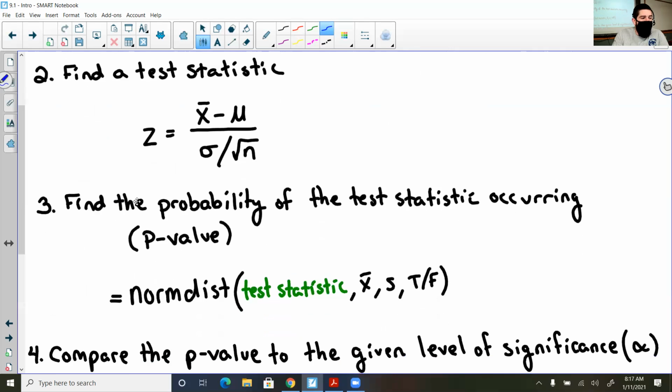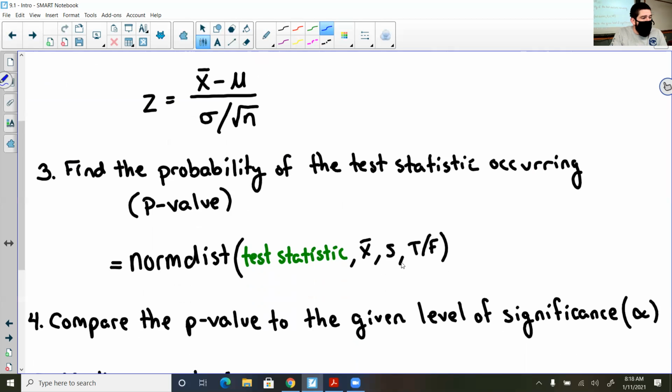And then the third step is we want to find the probability of the test statistic occurring. Now that's what we're going to call our p-value. The p-value is the probability of the test statistic occurring. So we do the normal distribution, our test statistic, our mean, our standard deviation, and then true or false. It's going to be true because we are not doing exactly one point, we are doing a range of values. So I might as well just erase this F because we're going to be doing true every time, but these are just the options in the Google command, and I know some of you are still struggling with that. So make sure you are still doing true.